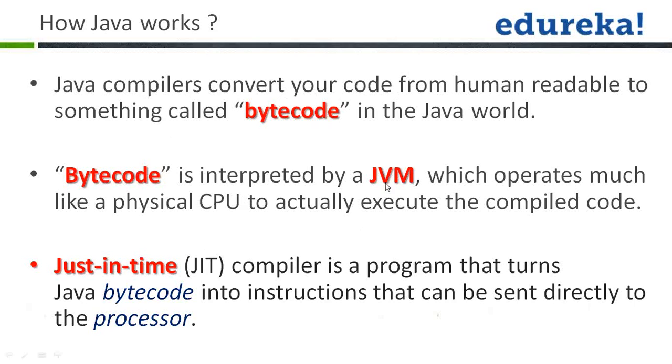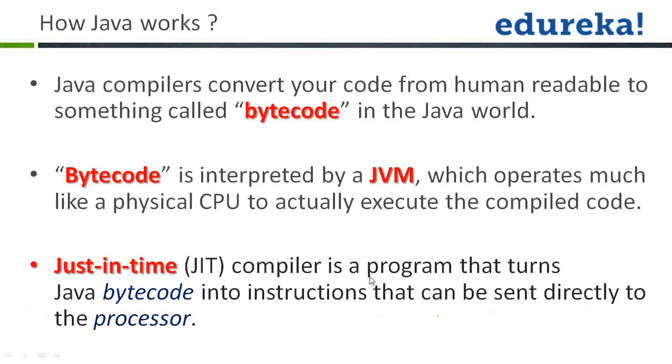Bytecode is interpreted by a JVM, which operates much like a physical CPU. JVM is a machine-dependent thing. It is present with each and every operating system, and every JVM can understand bytecode and convert it into the instructions that could be understood by that particular machine. Okay. Now, what is JIT?